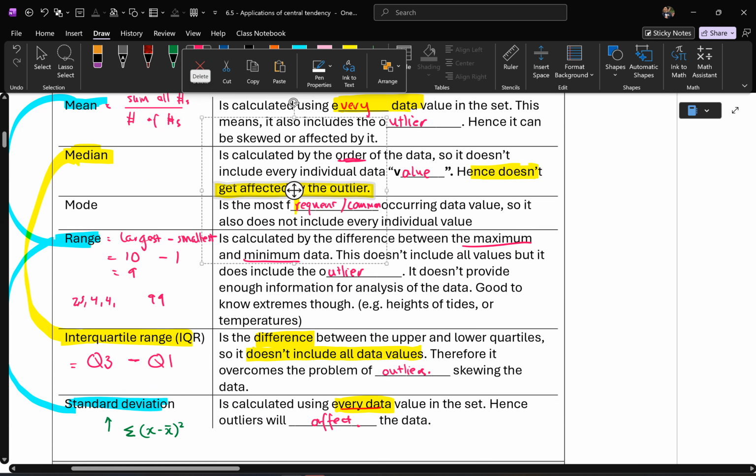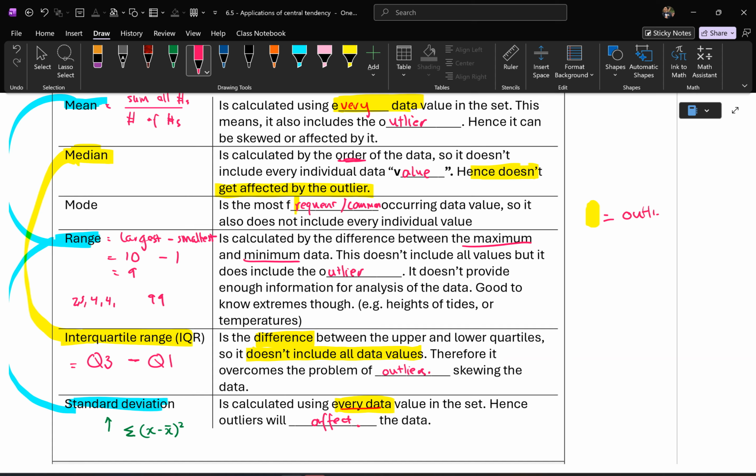So yellow, outliers, use. In blue, use when no outliers. That's pretty much in the last 9 minutes. That's what I was trying to say. Anything that I highlight in blue, mean, range, and standard deviation, use when there are no outliers. Yellow, anything I colored in yellow, so median and interquartile range, use when there's outliers. It's a much better calculation. If you did the mean, it inflates your data. There's no point interpreting it.